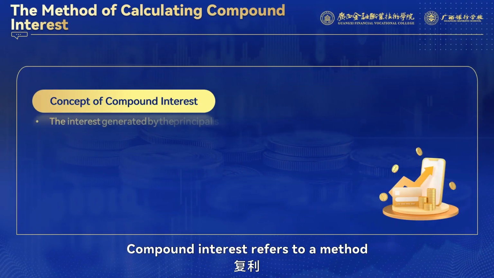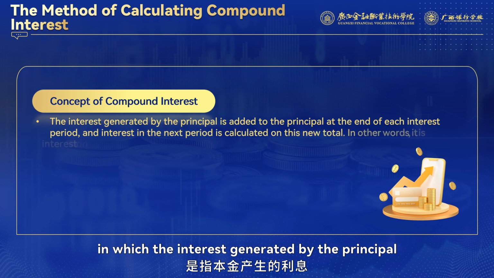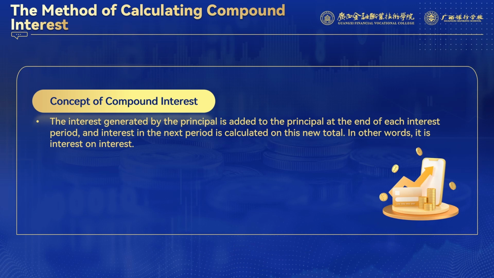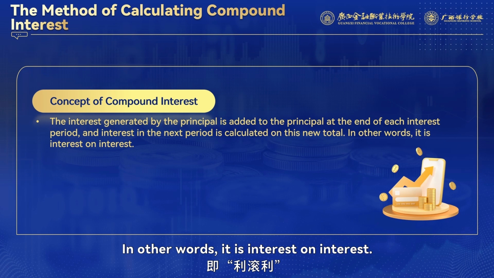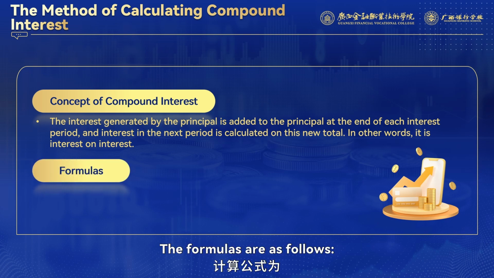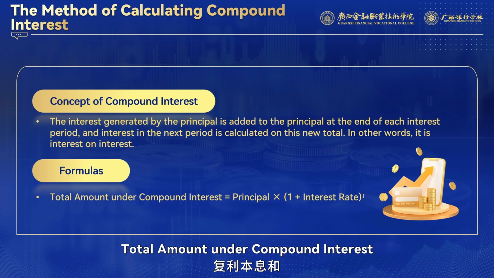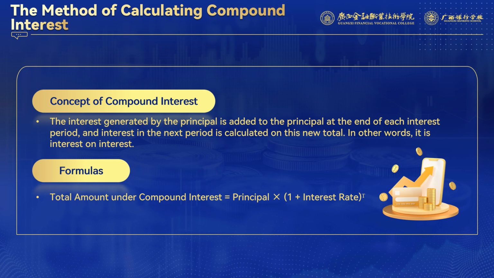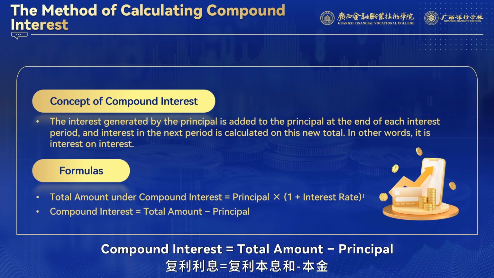Compound interest refers to a method in which the interest generated by the principal is added to the principal at the end of each interest period, and interest in the next period is calculated on this new total. In other words, it is interest on interest. The formulas are as follows. Total amount under compound interest equals principal times (1 plus the interest rate) to the power of time. Compound interest equals total amount minus principal.